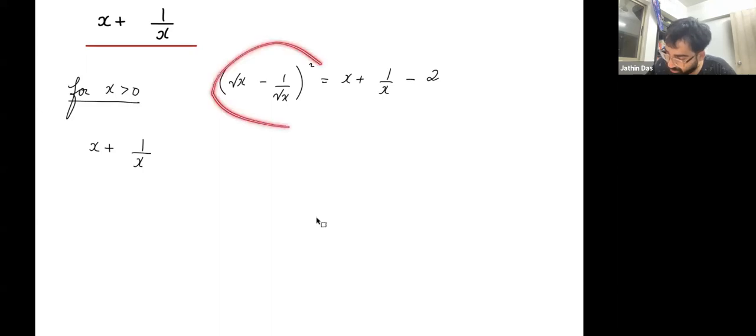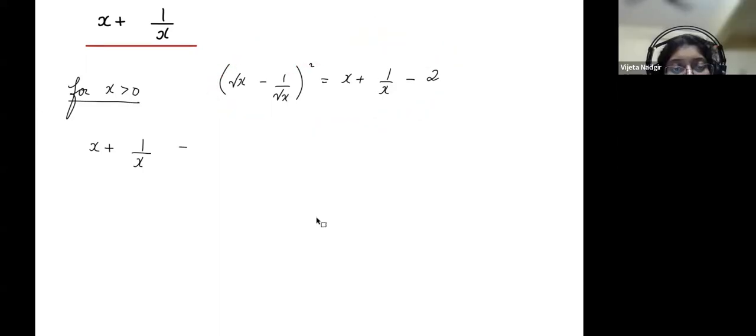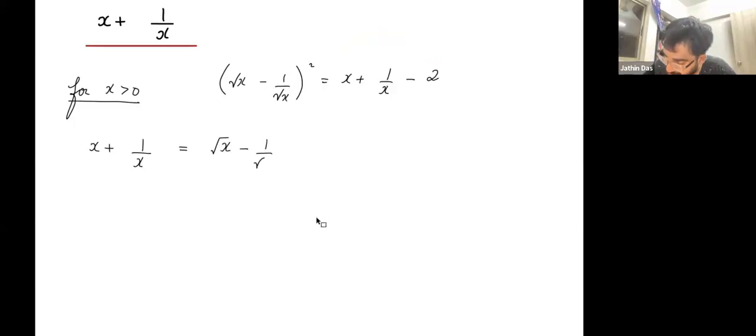So from here, can I write x plus 1 by x? I can bring this minus to this side. So I can write root x minus 1 by root x. This I just mentioned somewhere, I think in one question log mein aaya tha. But now I'm taking it very seriously. Okay.